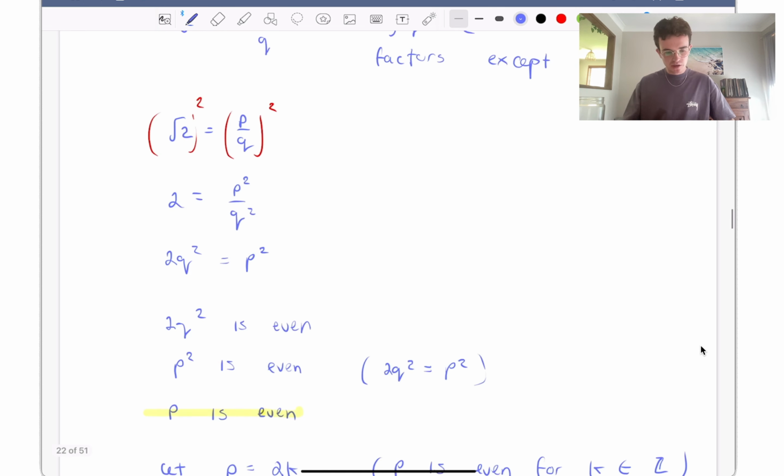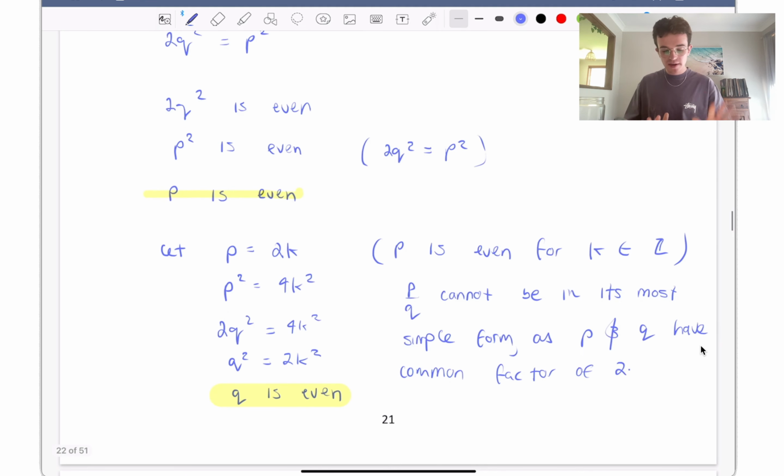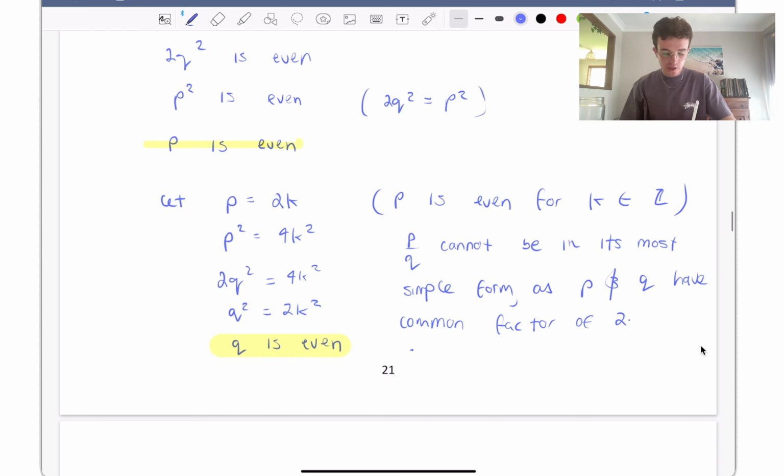So our assumption was that p on q is a fraction in its most simple form, but we've just said that p and q are both even. That doesn't make any sense, because if you've got an even number over an even number, you can take out a factor of 2 and cancel those 2's. So this is a contradiction. Therefore, root 2 is irrational.